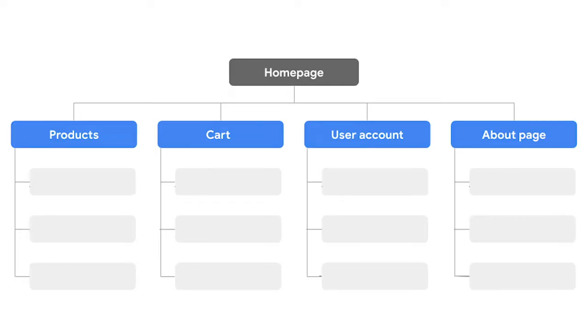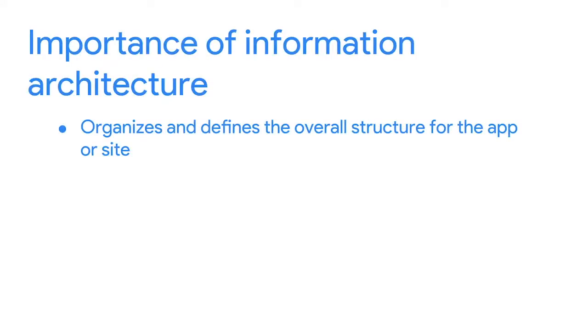Finally, each section has a column of rectangles attached to it by lines. This column of rectangles represents the subpages of that section. For example, the cart section of our shopping website might include subpages like order summary, shipping, and payment. Creating information architecture is an important part of UX design for many reasons. First and foremost, IA organizes and defines the overall structure for the app or the site.